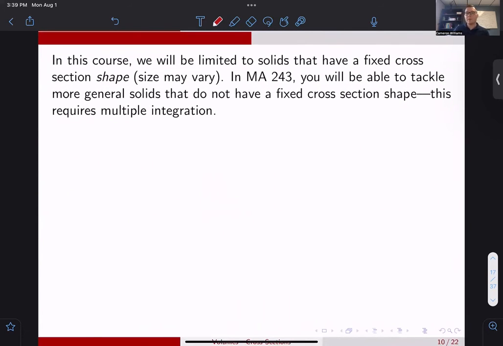So in this course, we're going to be a little bit limited simply because we're limited to single variable integration. So we are going to be limited to solids that have a fixed cross-section shape. Size could vary, but it's always circles or it's always squares. You never have one where it starts as a circle and ends as a square. We don't have the tools really to do that in this course. In 243, you'll be able to do that with the tools of multiple integration to calculate volumes of solids that are a bit more abstract than what we work with here.